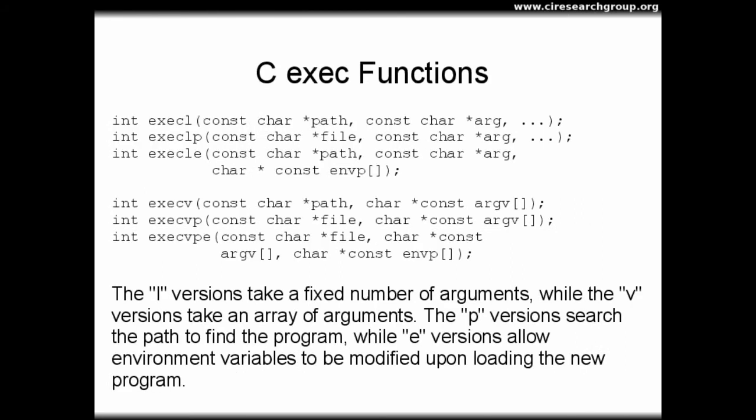As I mentioned, there are quite a few variations in exec functions. In the C programming language, versions with a lowercase l in the name take a fixed number of arguments, where the final argument is always a null pointer of character type. Alternatively, versions with a lowercase v in the name take a vector or array of arguments. If a lowercase p appears in the name, the operating system will search the system path to find the new program. Versions with a lowercase e allow environment variables to be modified.